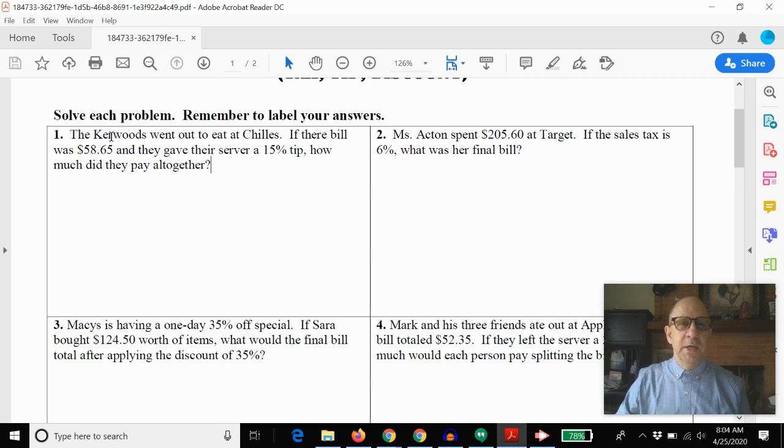The Kerwoods went out to eat at Chili's. The bill was $58.65, and they gave the server a 15% tip. How much do they pay altogether?